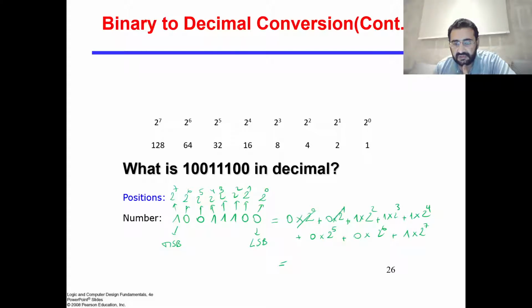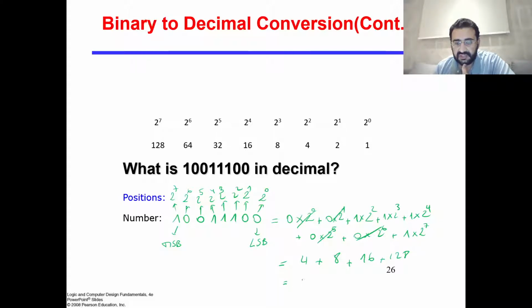So the zeros are directly cancelled. It's of course easier to only write the ones here. So 1 multiplied by 4 is 4, plus 1 multiplied by 8 is 8, plus 1 multiplied by 16 is 16. So 2 to the power of 4 is 16, 2 to the power of 5 is 32, 2 to the power of 6 is 64, and 2 to the power of 7 is 128. So we still have 128.